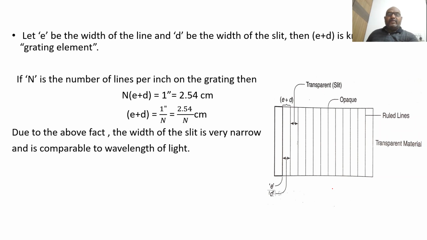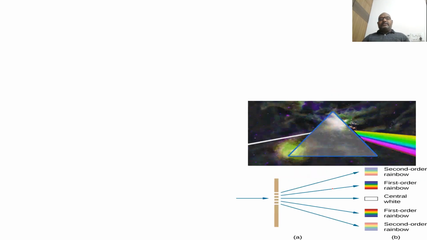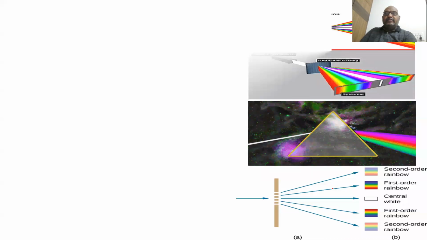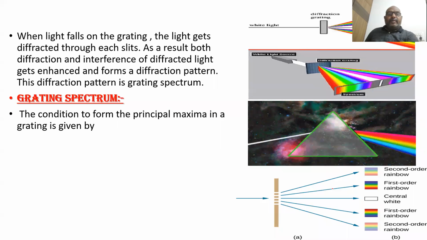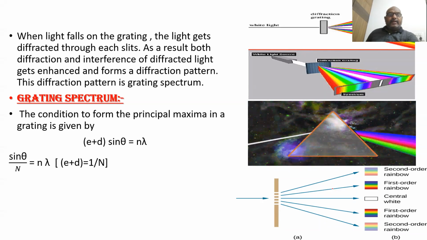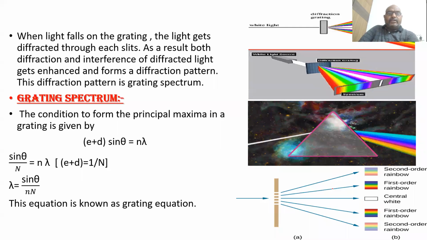Due to the above fact, the width of the slit is narrow and comparable to the wavelength of light. So this is called the grating spectrum. The grating spectrum shows visible colors. The condition for the principal maxima in a grating is given by (e plus d) sin theta is equal to n lambda. Then e plus d is equal to 1 by capital N. So lambda is equal to sin theta by (small n times capital N). Then you can calculate the grating wavelength for different colors. This is known as the grating equation.